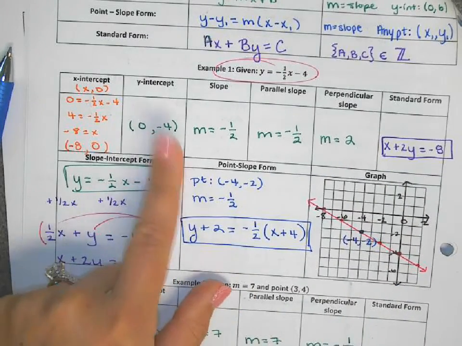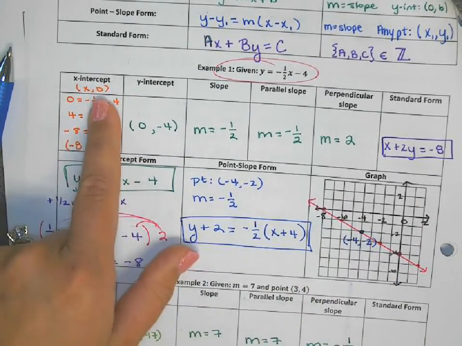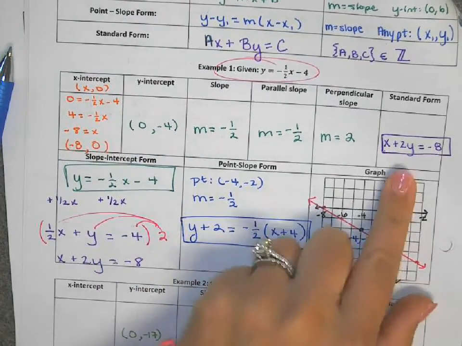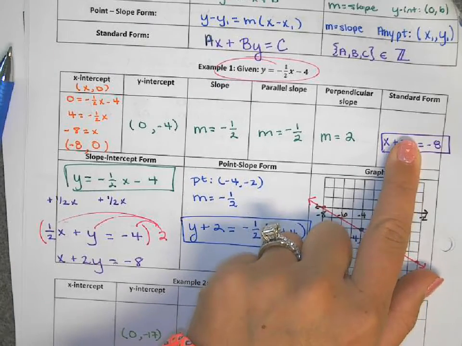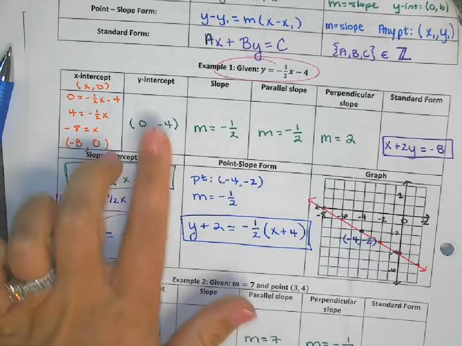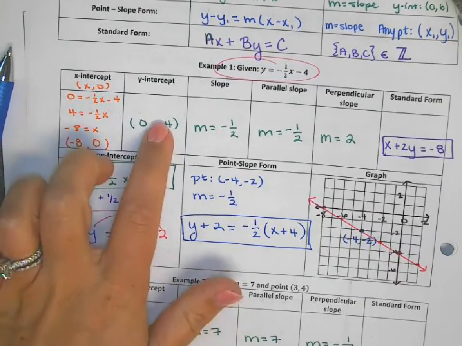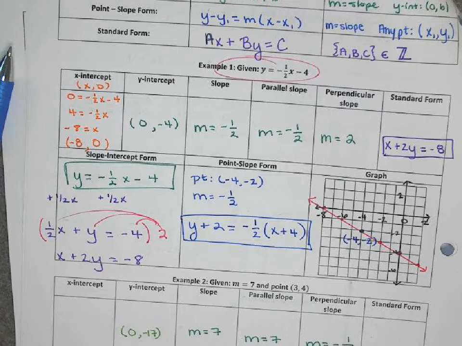You could plot that point. And then you could go back and say, okay, if I plug in 0 for my y, this term goes away, so cover-up method. X equals -8 tells me that the x-intercept is at -8, 0. And once you have those 2 points, if you plot those, you can connect them, and then you'll be able to find more points because you'll, again, have that slope. Does that make sense?